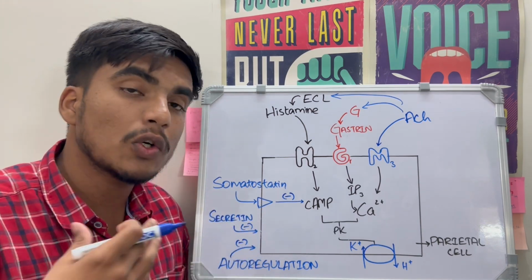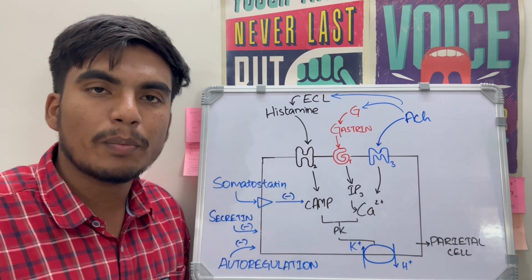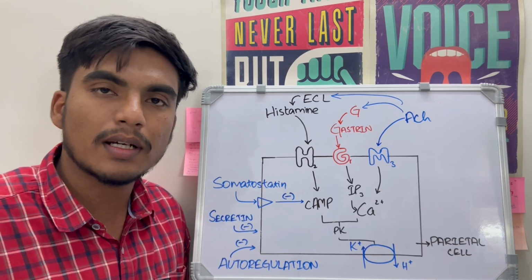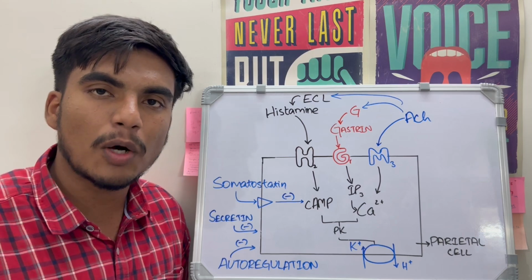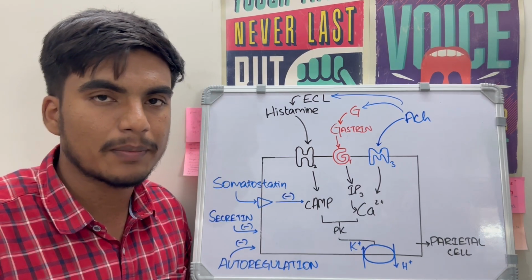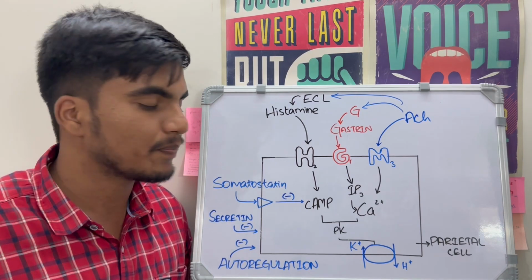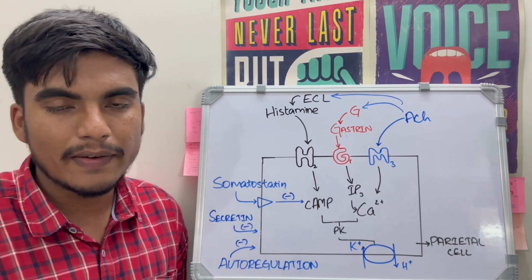So what is this autoregulation of HCl? When HCl concentration in the gastric lumen increases, the pH of the stomach drops, right? When the pH drops below 2, there's a process called autoregulation of acid secretion. By negative feedback mechanisms, HCl secretion decreases. That's all about the mechanism and regulation of HCl secretion.